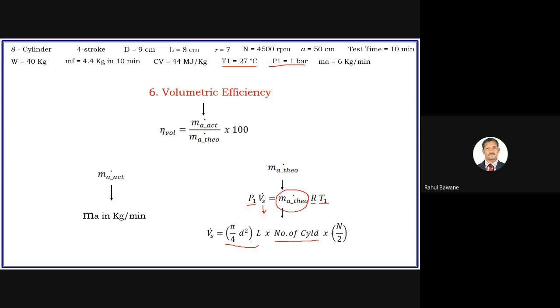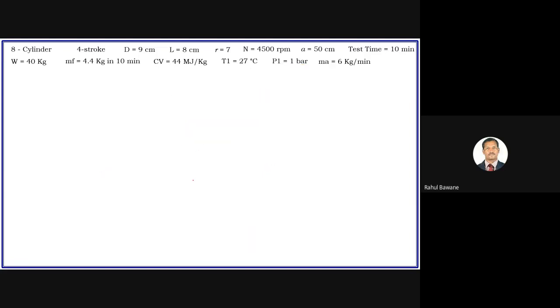So with meter cube per minute, we put the value here, and we are able to calculate the mass flow rate in kg per minute. Put the values of actual and theoretical masses, and we get the volumetric efficiency. And the last one, air fuel ratio.